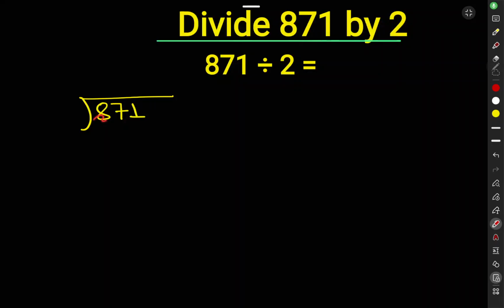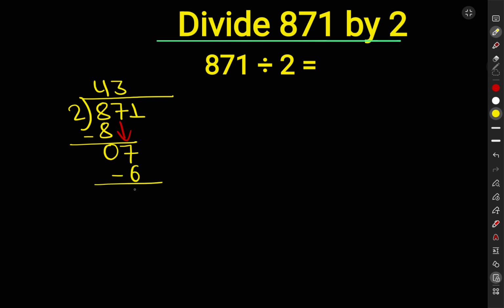We divide 871 by 2 in a long division method. So 2 times 4 is 8. On subtracting we get 0. So now we put down the 7 and 2 times 3 is 6.